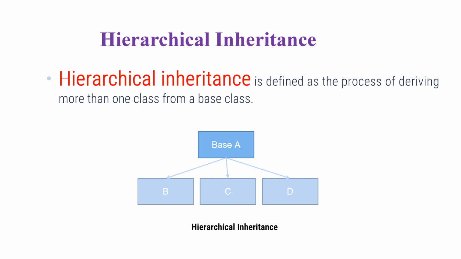Next is hierarchical inheritance. What is meant by hierarchy? Hierarchical inheritance allows you to organize and represent different types of objects in a hierarchical manner, where each derived class inherits from a common base class, enabling code reusability and maintaining a clear and structured class hierarchy. Here we have one base class, and from the base class we derive the B class, C class, and also the D class.